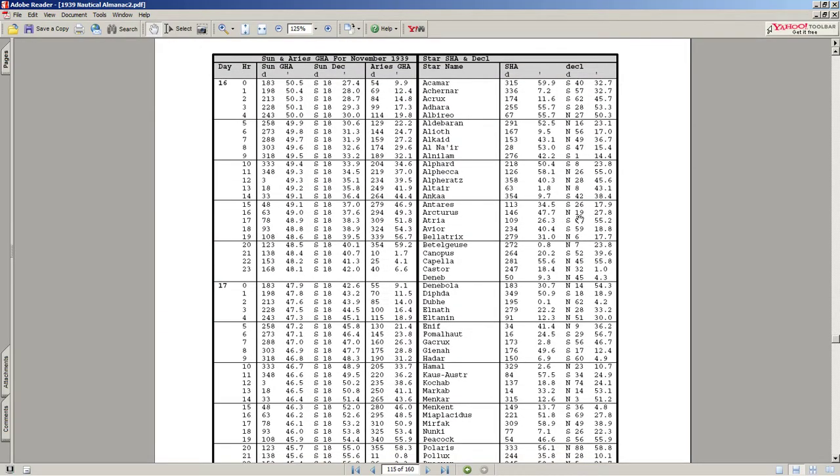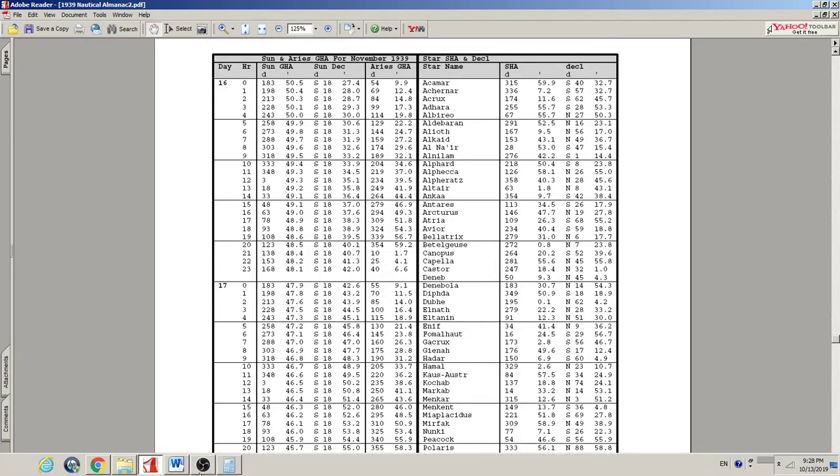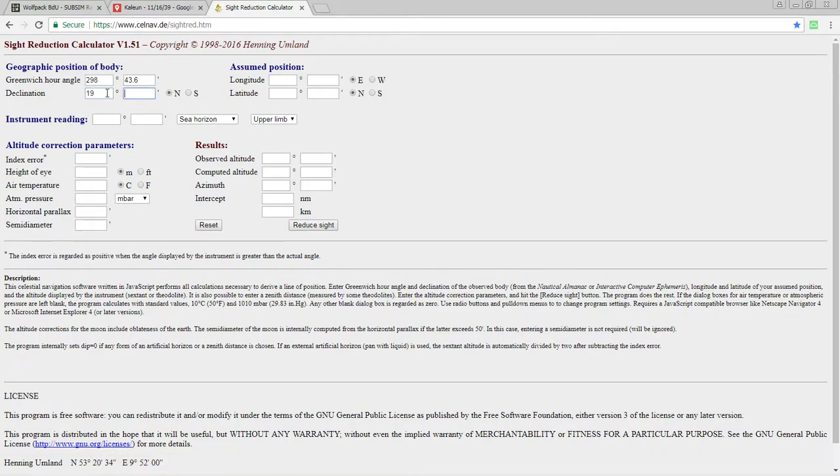So Arcturus, the declination is 19 degrees 27.8 minutes north. All right, think of that as the latitude of the body, 19 27.8. So we enter that in, 19 27.8, and it is north.